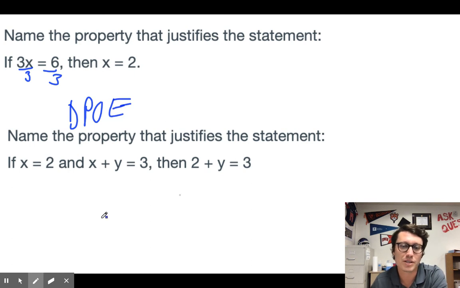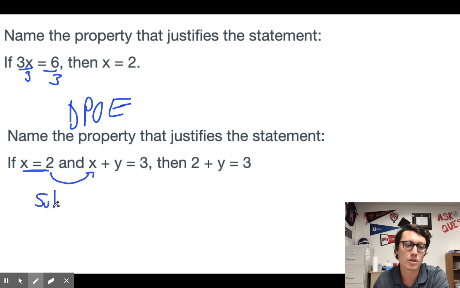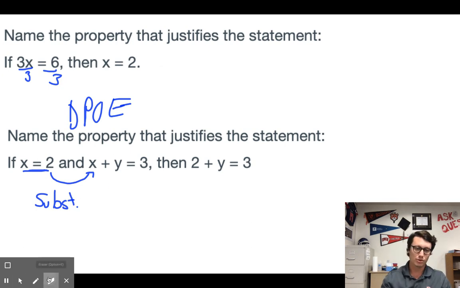Name the property that justifies this statement. If x equals 2 and x plus y equals 3, then 2 plus y equals 3, right? Well, they told us that x equals 2, so we just took the 2 and we substituted. Substitution property, ladies and gentlemen, plugging in the 2 to give us 2 plus y equals 3.